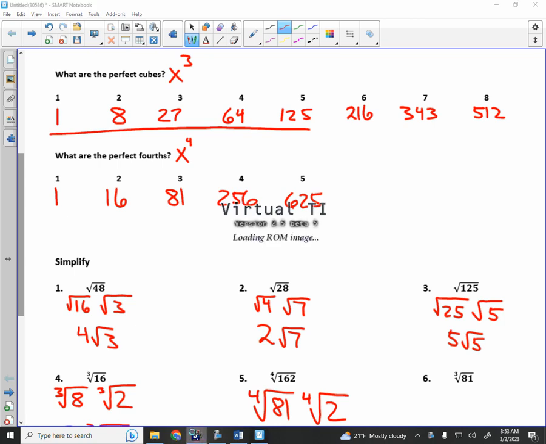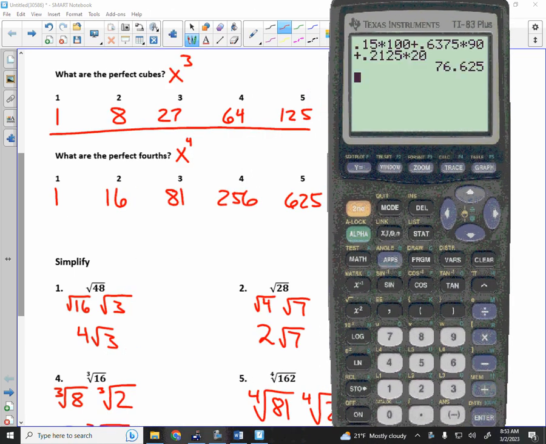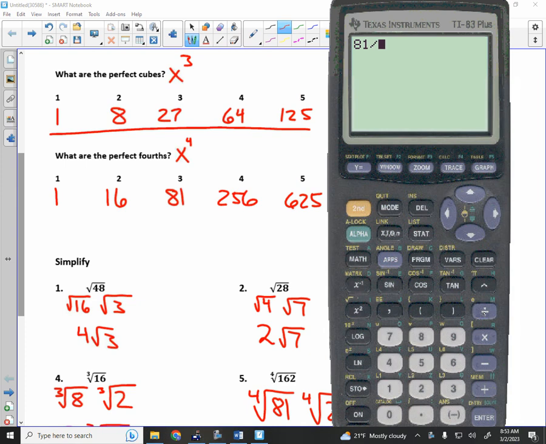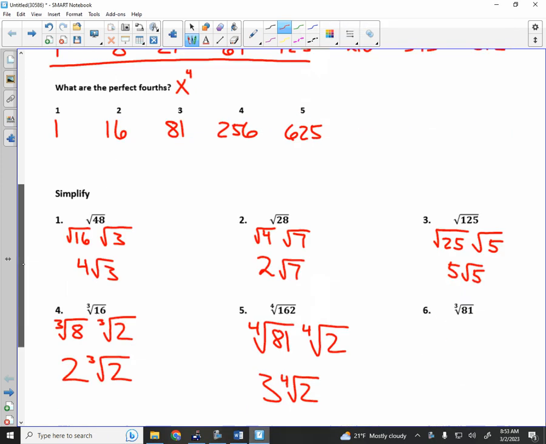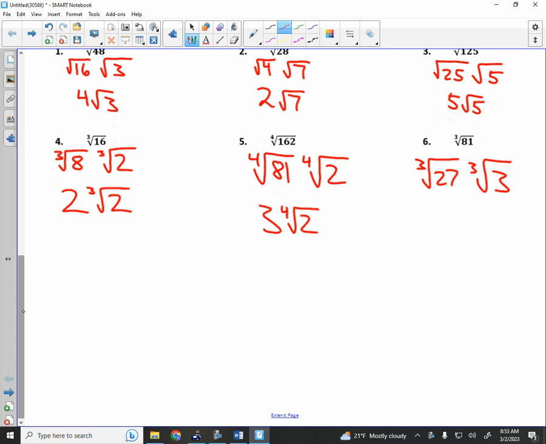So suppose you're in the situation where you're like, I don't know the perfect cube that divides evenly into 81. Then go ahead, you can turn on your calculator at that point, take 81 divided by 64. Does 64 divide evenly? No. Divided by 27. 81 divided by 27. Does that divide evenly? Yeah, it does. Looks like 27 goes in 3 times. You have the cubed root of 27 times the cubed root of 3. What is the cubed root of 27? So you have 3 cubed roots of 3.